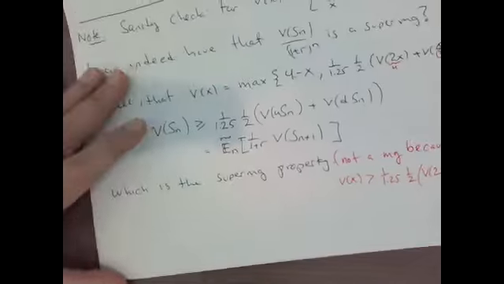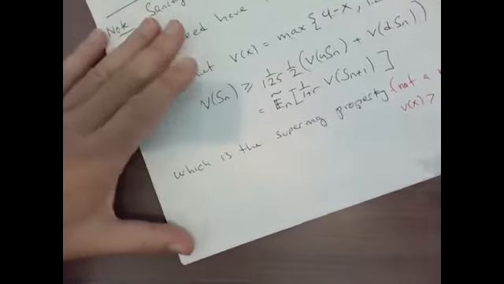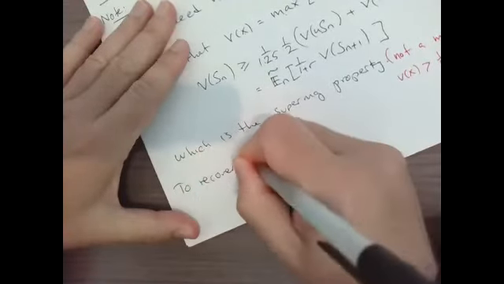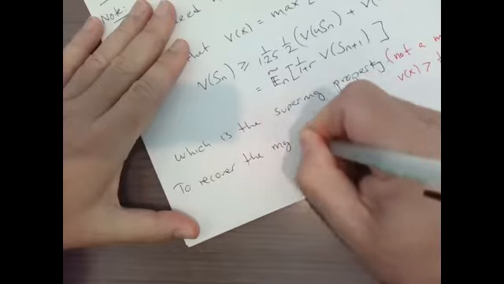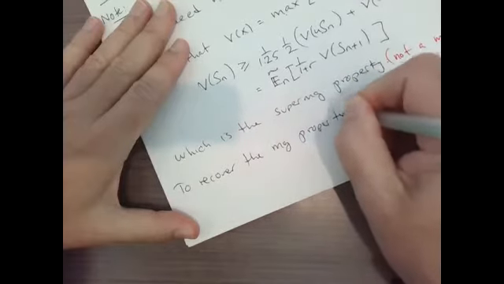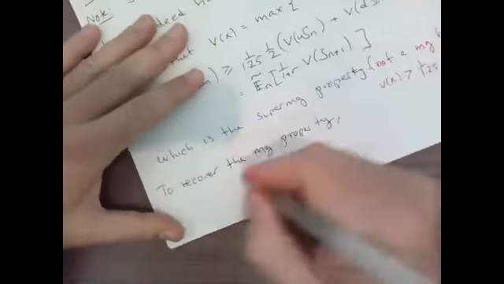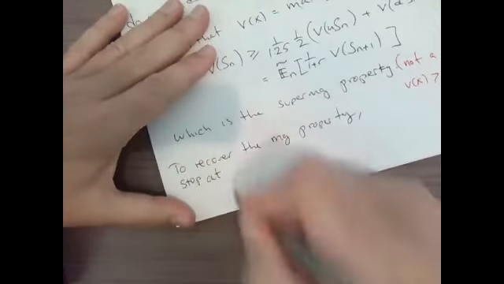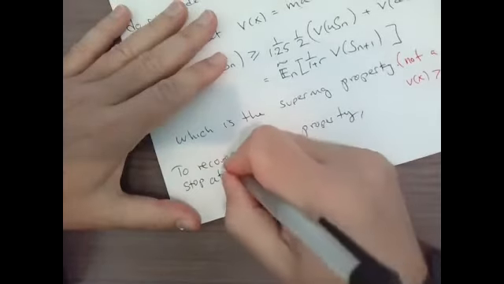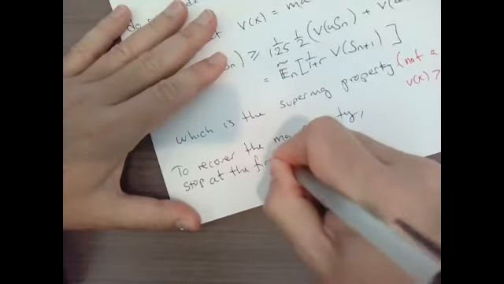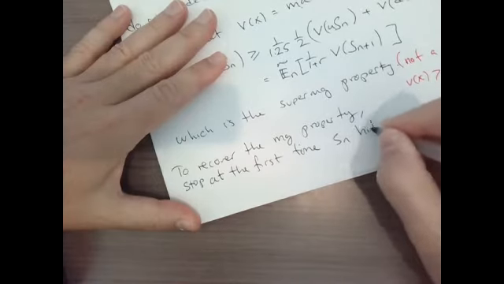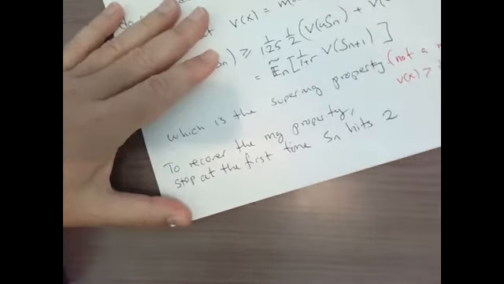So what you could do instead, to recover the martingale property, is you stop at the first time Sn hits 2.